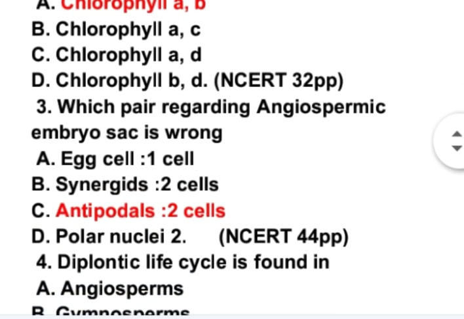Next question is, which pair regarding angiospermic embryo sac is wrong? Remember, we have to find the wrong pair. First is egg cell, one cell. Yes, this is correct. In embryo sac, there is only one egg cell. Second is synergids, two cells. This is also correct. There are two synergids in embryo sac. Option C is antipodals, two cells. No, this is wrong. There are three antipodals in embryo sac. Next is polar nuclei, two. Yes, this is correct. So correct option is C.